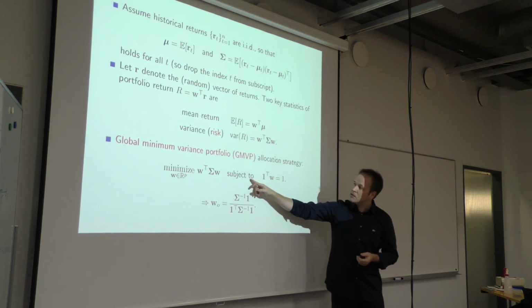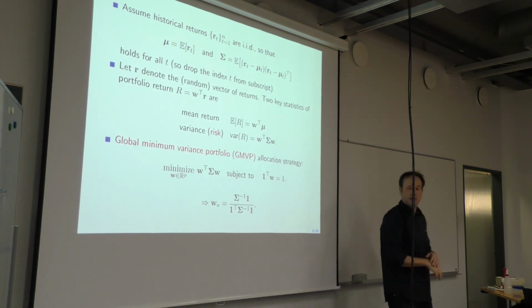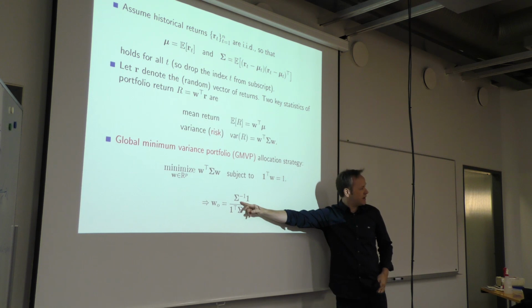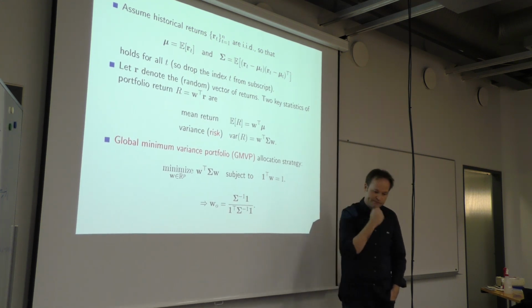But let's just look at this example here, just for simplicity. This is the optimization problem, and it has a unique solution given there. And as you can see, in order to use this strategy, you would need to estimate this covariance matrix of the net returns.